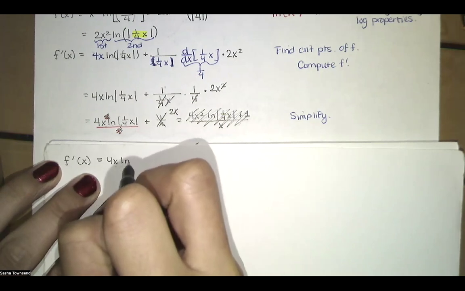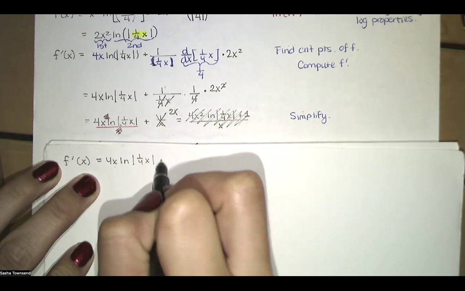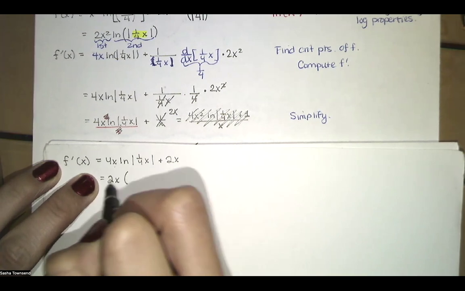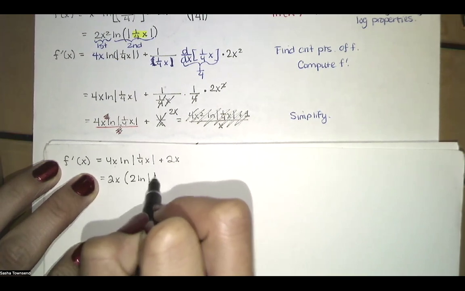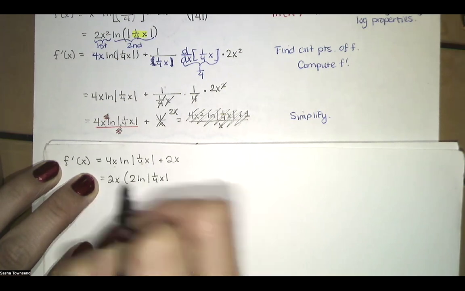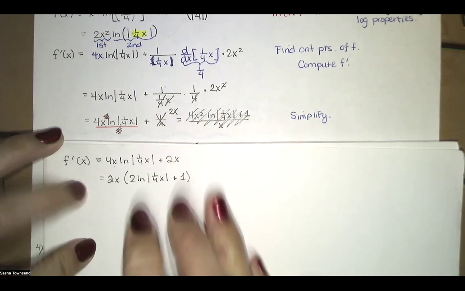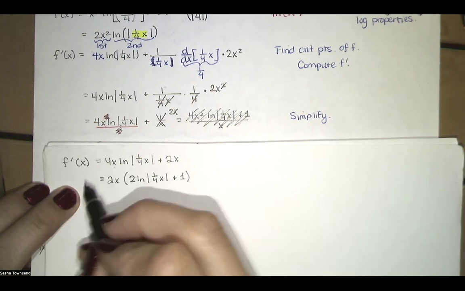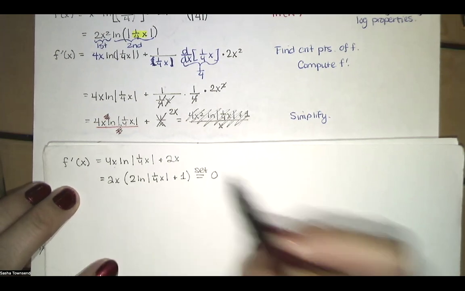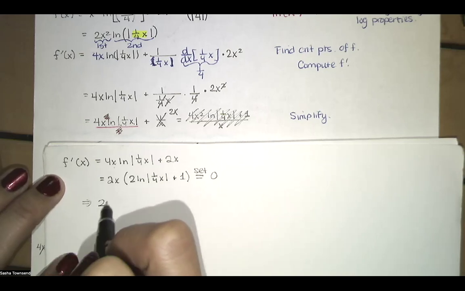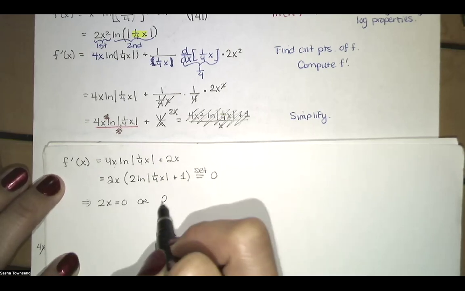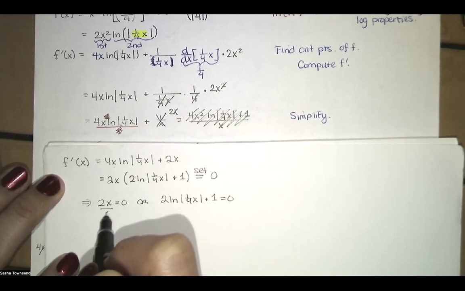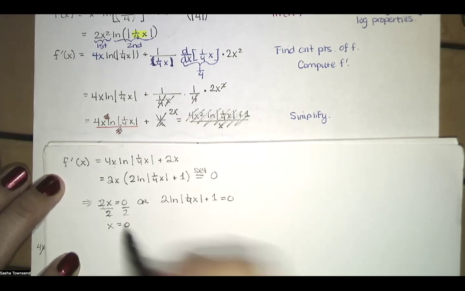So f prime is 4x times the natural log of the absolute value of 1/4 x plus 2x. We see that these terms have a 2x in common, so you can factor that out. You say 2x times 2 times the natural log of the absolute value of 1/4 x gives us our first term, and 2x times a positive 1 gives us our second term. This looks much better, given what that graph looks like. So f prime is going to be 0 when the first factor is 0, or the second factor is 0. So from this equation, we have x equals 0 is when f prime equals 0.